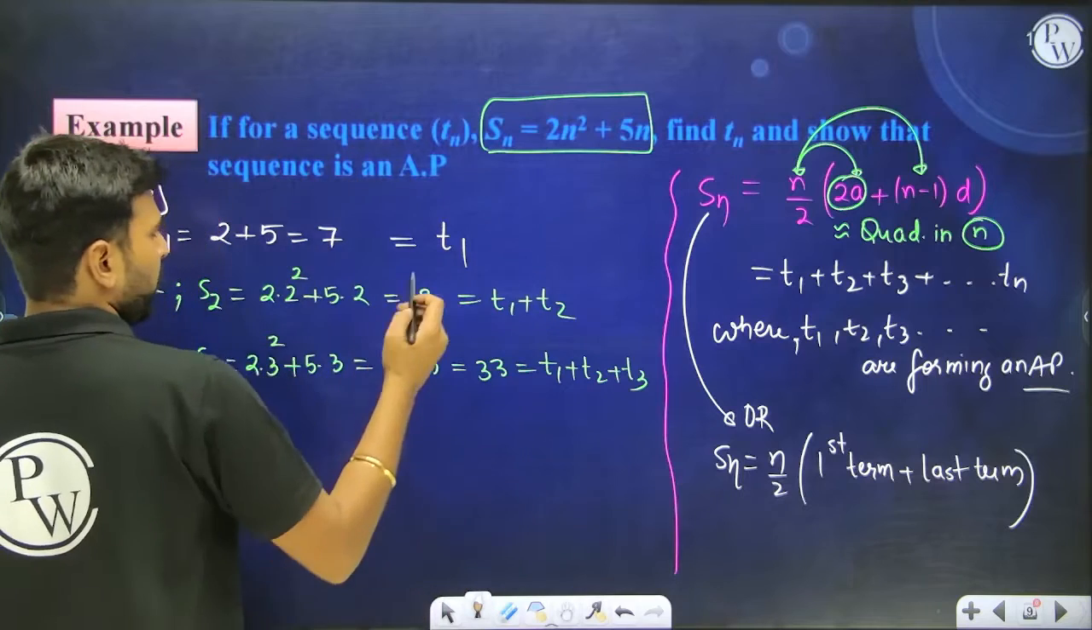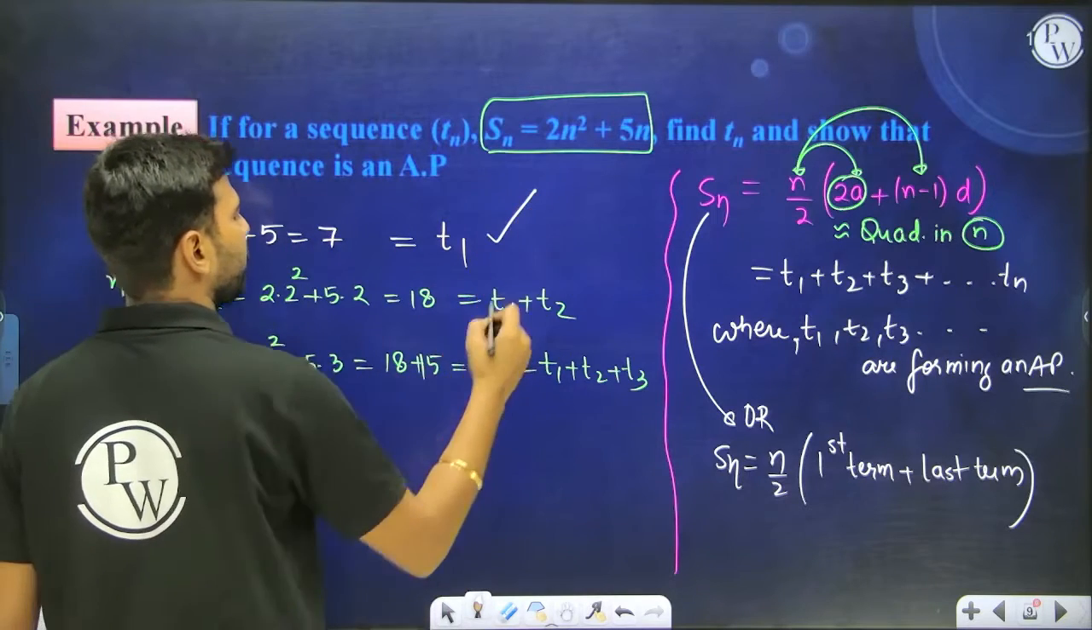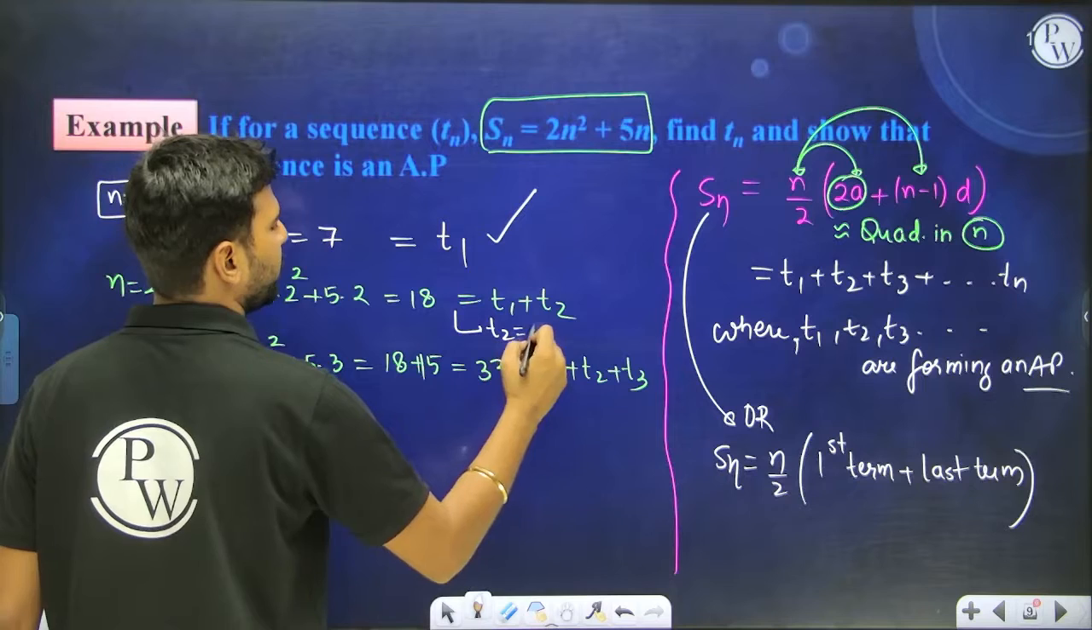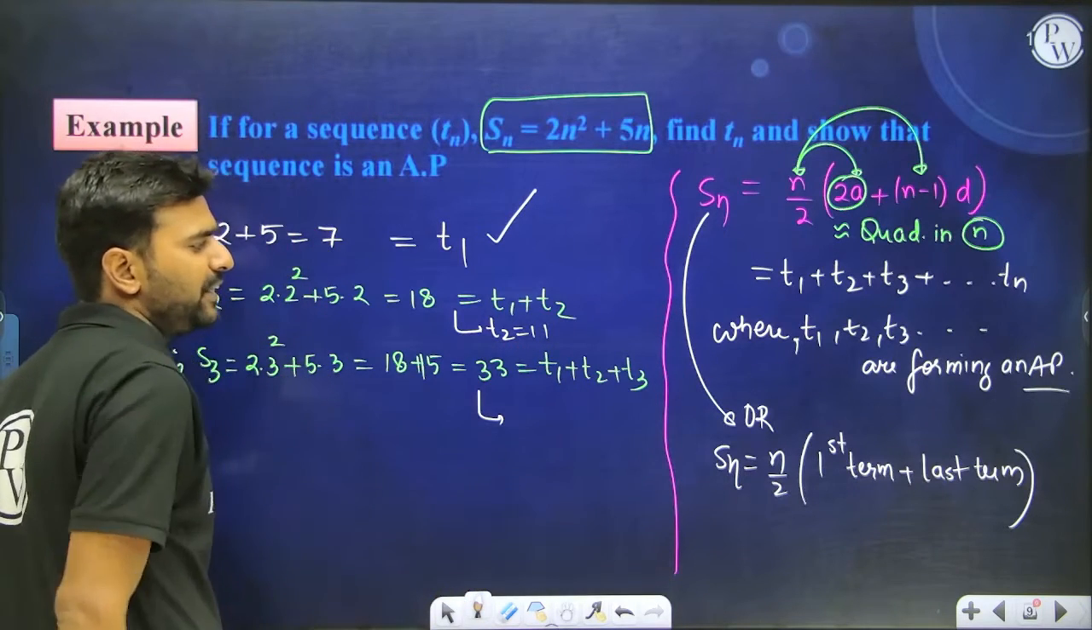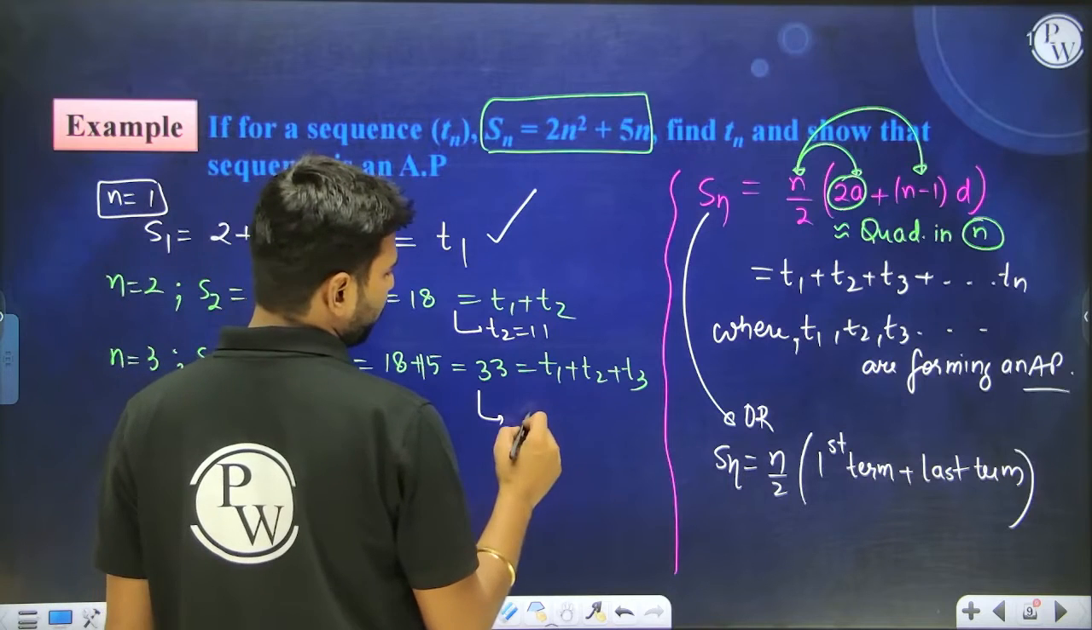Okay, so from here you have the value of T1 equal to 7. If the value of T1 is 7, then the value of T2 will be equal to 11. If T1 is 7 and T2 is 11, then the value of T3 is going to be what?